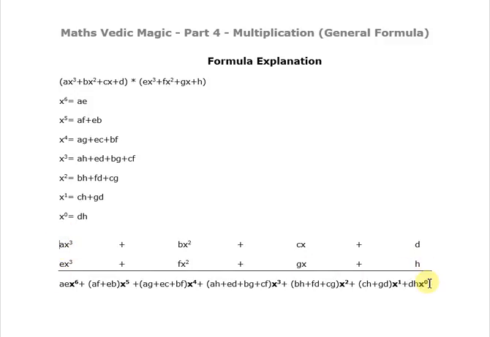So for example, for x1, it is CH plus GD. Then if we look at x squared, it is BH plus FD plus the vertical multiplication of the coefficients CG, which is here. Then if we shift further left, the coefficient of x cube is AH plus ED, and then another cross multiplication of the middle coefficients, plus BG plus CF.